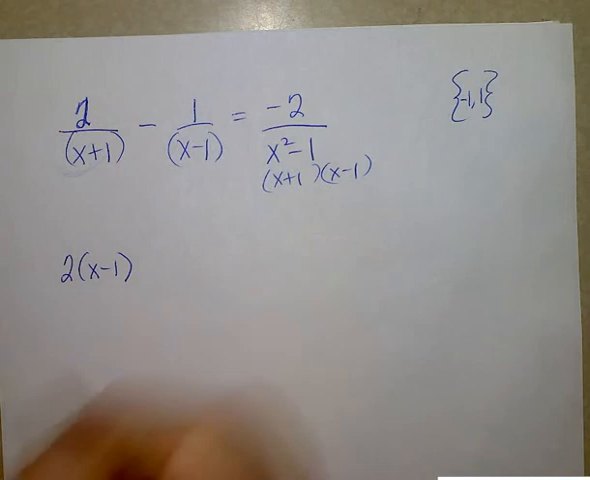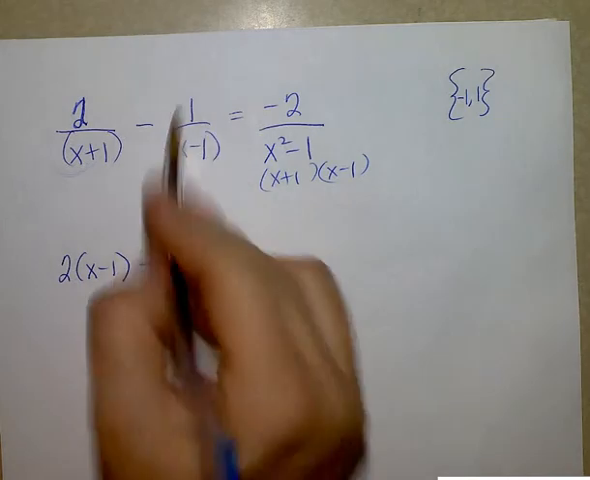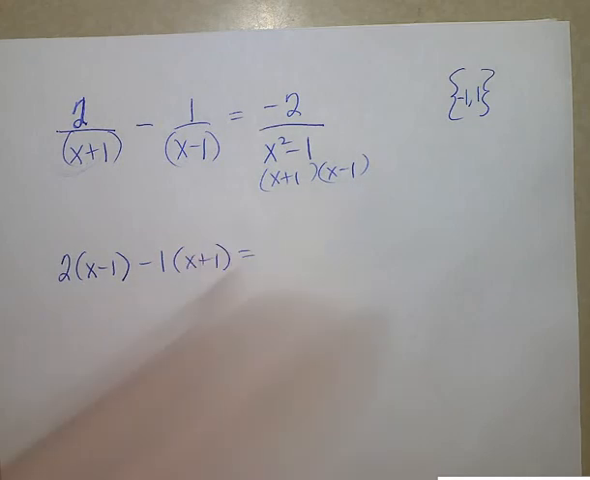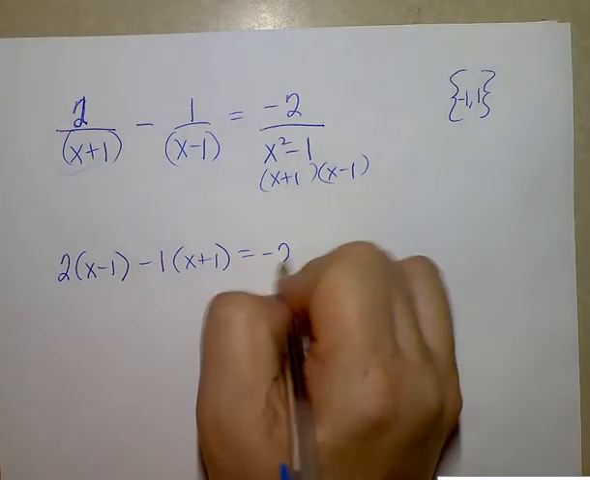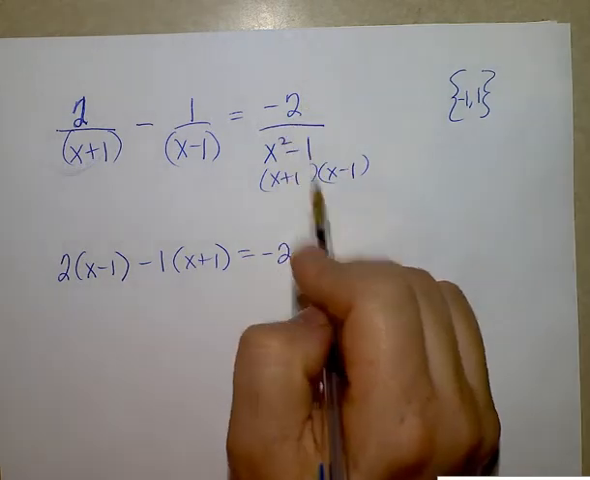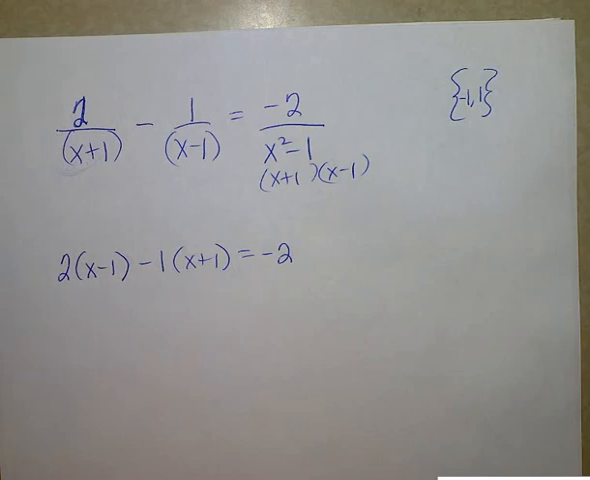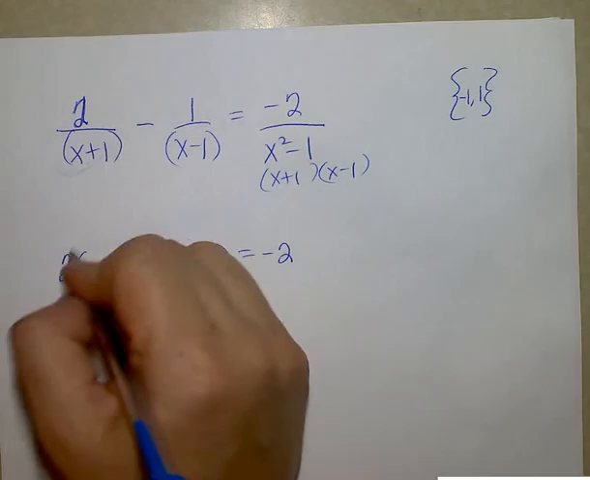Then I'm going to bring down the negative 1. What is the middle term missing? Negative 1 times x plus 1 equals negative 2. What is the last portion missing? Nothing. So I'm going to distribute a 2. I'm going to distribute a negative 1. And then I'm simply going to solve for x.